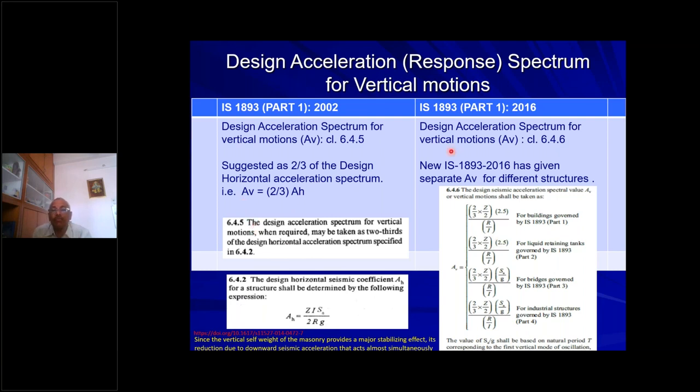The same clause has been made more elaborate. For example, for buildings governed by IS 1893, it is 2/3. For liquid retaining tanks, it is also 2/3 only. But for bridges and industrial structures, you have to take 2/3 as well. The factor is the same, but instead of the maximum Sa/g of 2.5, you have to take the actual Sa/g into account. That is, you have to carry out site-specific inspections or surveys and calculate exactly the site-specific Sa/g. That has to be taken into account in the vertical motions.